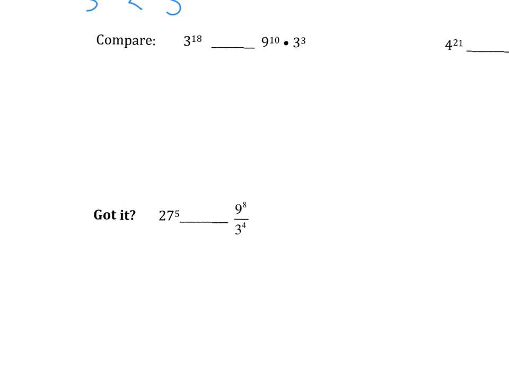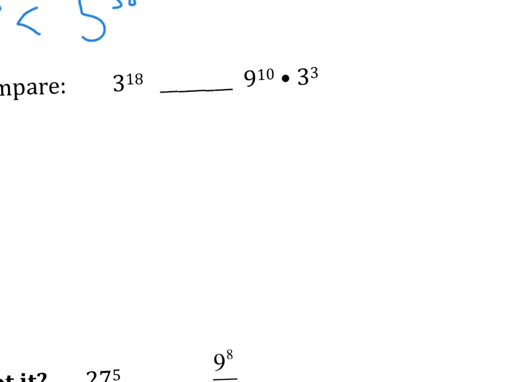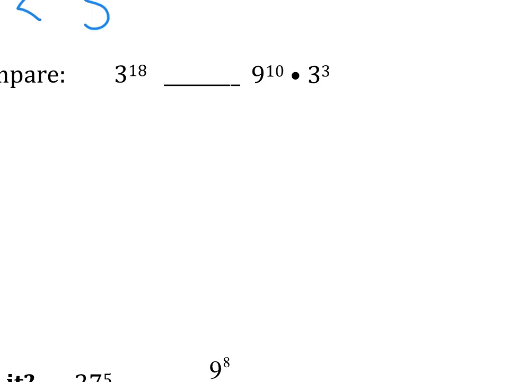Let's do another. 3 to the 18th compared to 9 to the 10th times 3 to the 3rd. Again, we have an issue here with this base 9. We have to get it to be a 3. So think about how I can make a 9 into a base 3. I could do that by rewriting 9 as 3 squared. So I'm going to rewrite 9 as 3 squared raised to the 10th. I can do that because 3 squared is the same as 9.